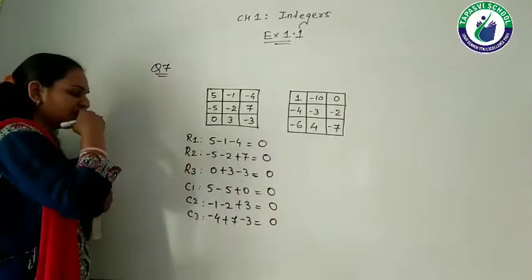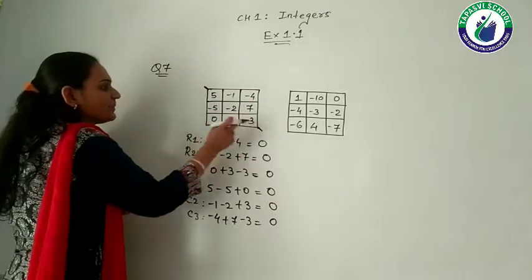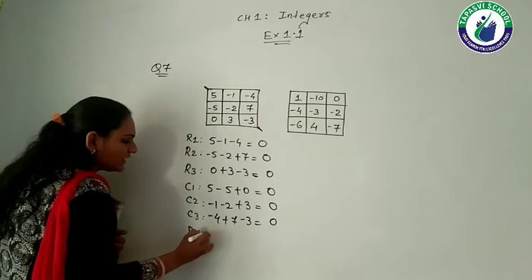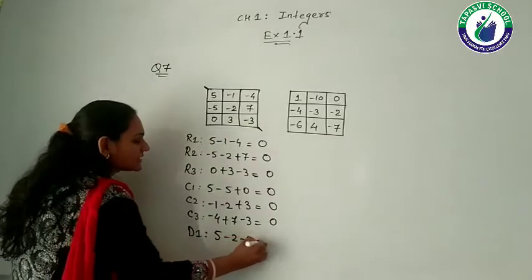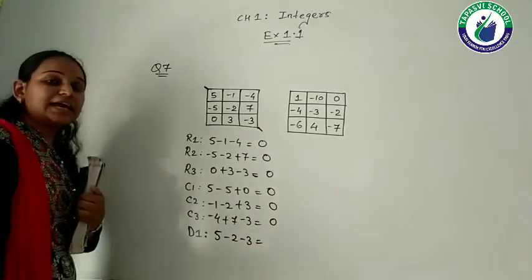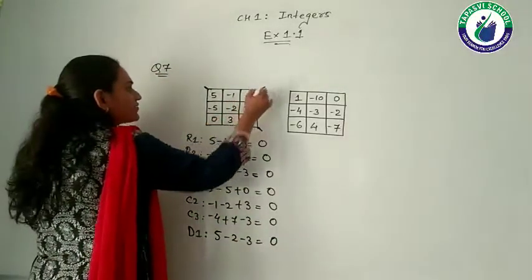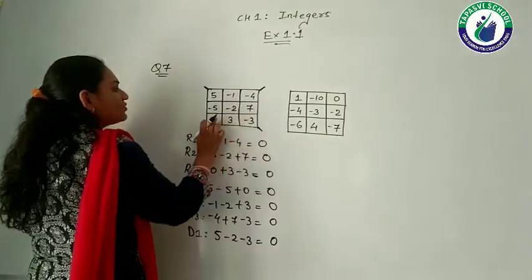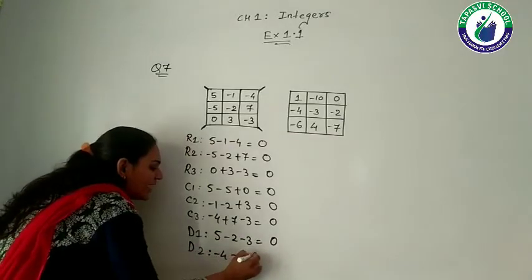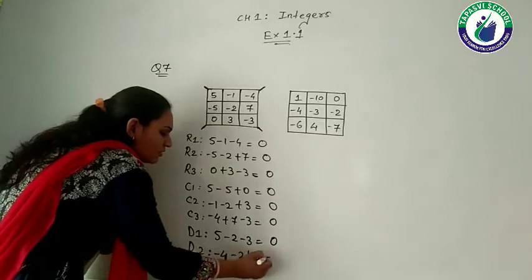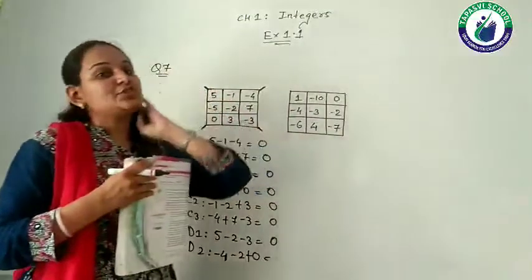Now I will do the diagonals. That means from here to here: 5, minus 2 and minus 3. I am calling this diagonal 1: 5 minus 2 minus 3. 5 minus 2 is 3 and 3 minus 3 is 0. Now I am doing diagonal 2, that means from here to here: minus 4, minus 2 and 0. So diagonal number 2 is minus 4, minus 2 and 0. Same sign means to add the numbers.